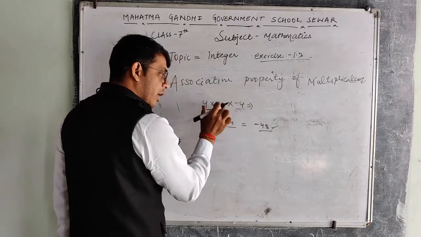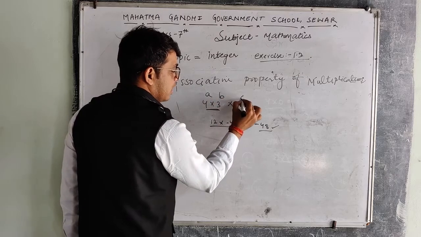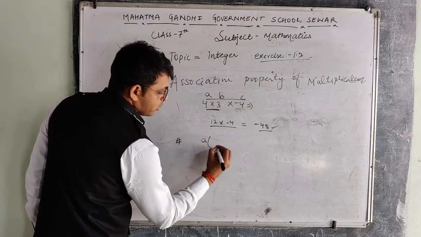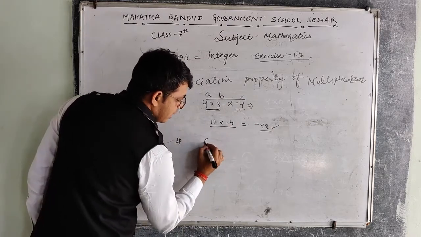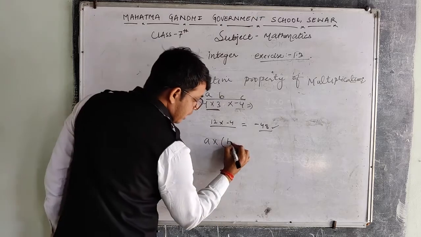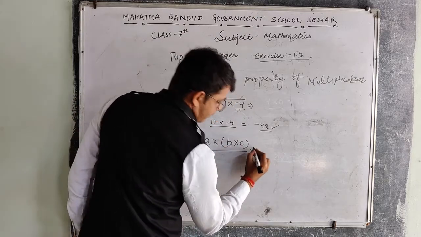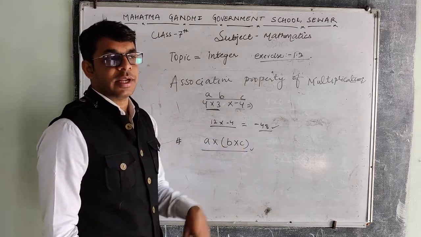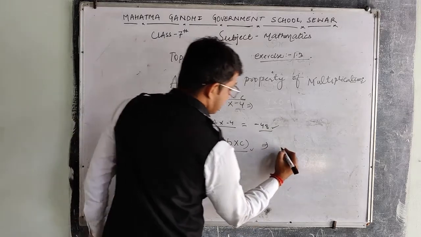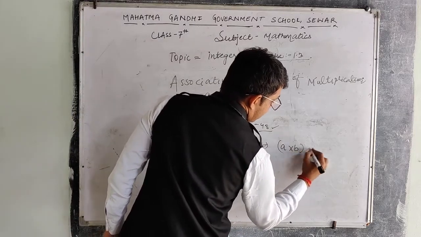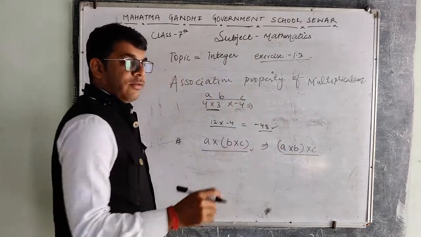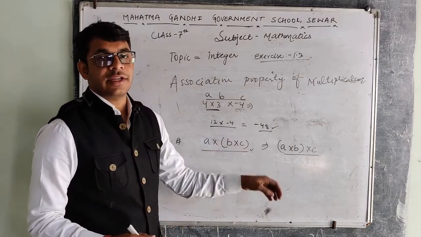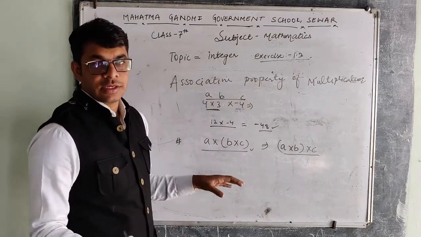Same is there. If I write these numbers as A, B and C, how can we write them? If I take A outside, it means A has a multiplication with B into C. If I write the same numbers with different bracket positions, what will be the result? If I multiply A into B into C, it means that the position of the bracket does not affect the result of the multiplication of integers.